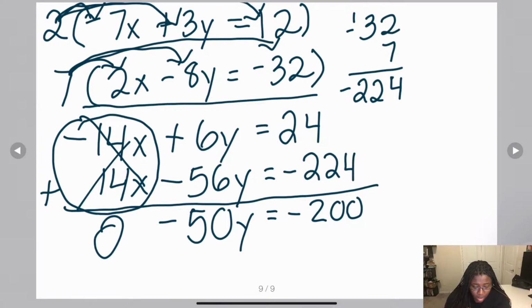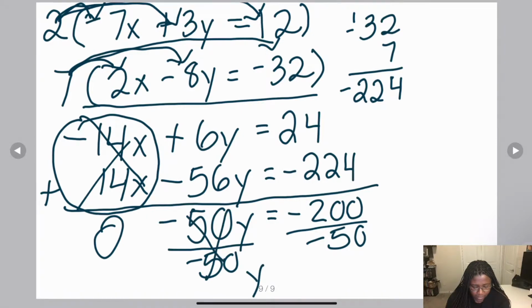So now divide both sides by negative 50 to get y alone. And these cancel. Negative 50 divided by negative 50 is 1. So y is equal to negative 200 divided by negative 50, which is positive 4. So we found our y.